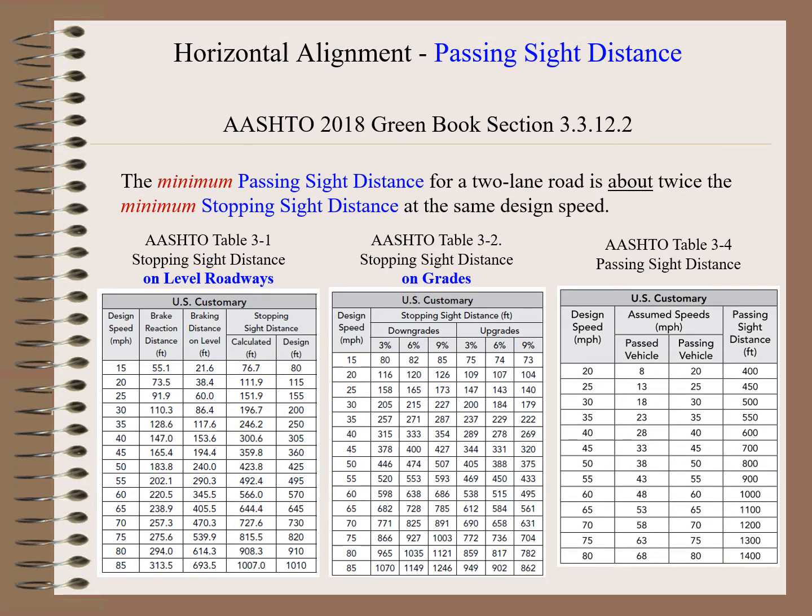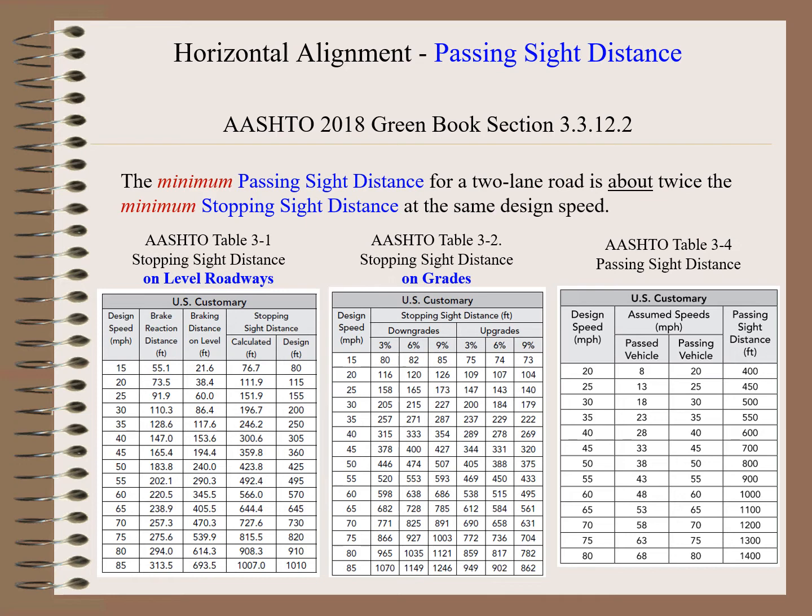Next, we're going to try to show you why it's not practical to design with passing sight distance versus stopping sight distance. The minimum passing sight distance for a two-lane road is about twice the minimum stopping sight distance at the same design speed. We've got the three charts down here.